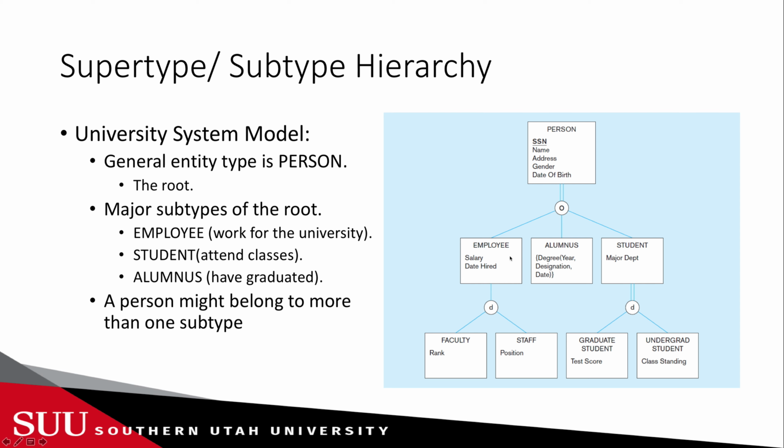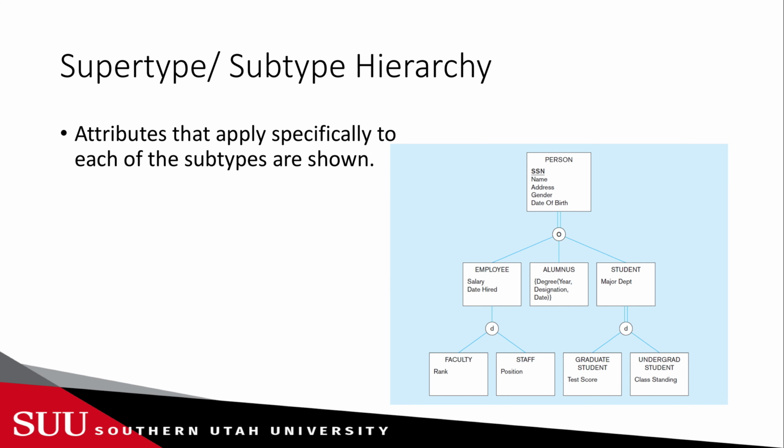A person can be an employee, can be an employee and an alumnus, can be an employee and a student, can be all of those. So by this overlap rule, it says a person can belong to more than one of those subtypes. So the attributes that apply specifically to each of the subtypes are shown in here. So the employee will have date hired and salary, which are the specific attributes for employee that not every person necessarily will have. For student, we care about major and department.